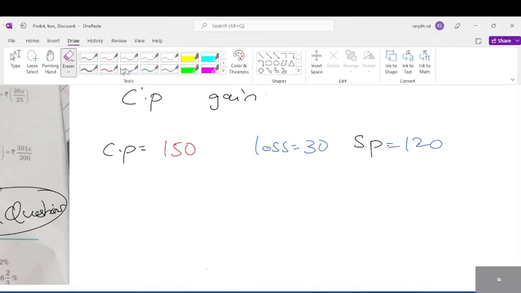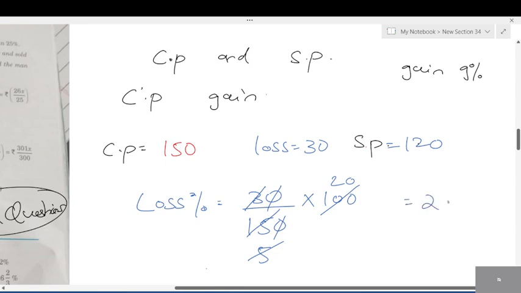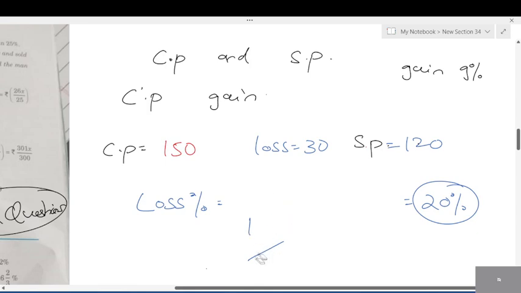Next. Whenever we find loss, what else do we find? After loss, you have to find loss percent. What is the loss percent formula? 30 divided by 150 into 100. 0 and 0 get cancelled. 3 ones are, how many? 5 are. 5 will go. So what's the loss percent? 20%.